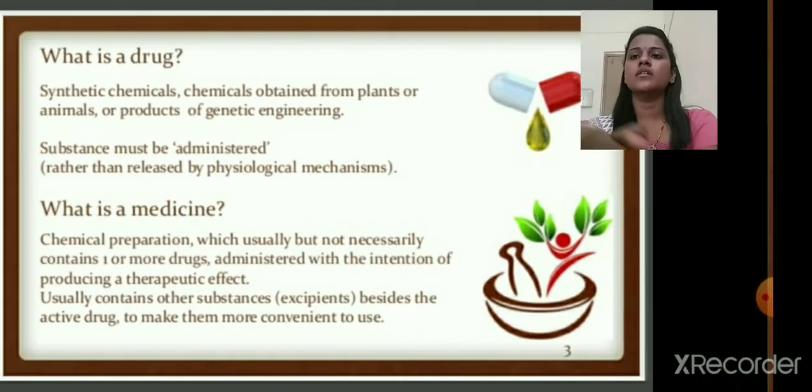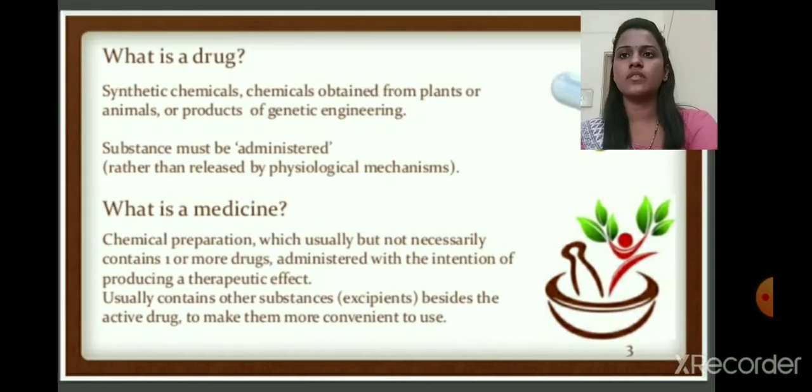Now you should be able to differentiate between the drug and the medicine. You should know what is the drug and what is the medicine. In simple terms, the drug is any chemical agent which is used in a human for the treatment, prevention and diagnosis. Now what is the medicine? Medicine is the formulation which is prepared with the help of the active moiety or the drug.